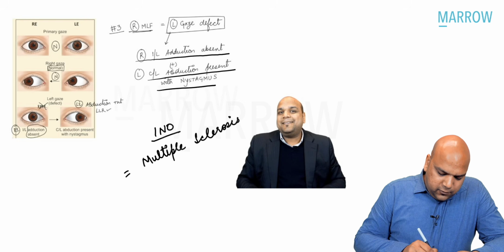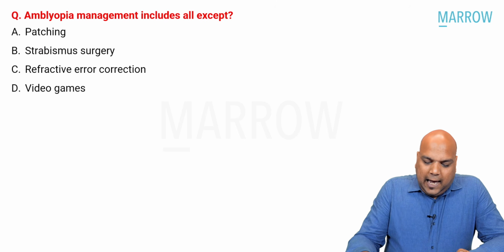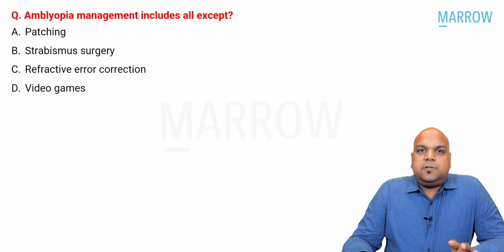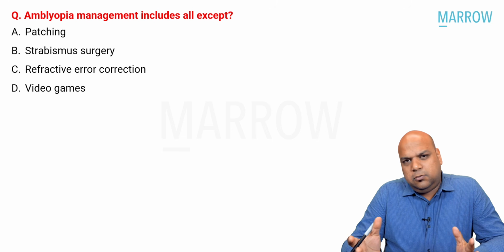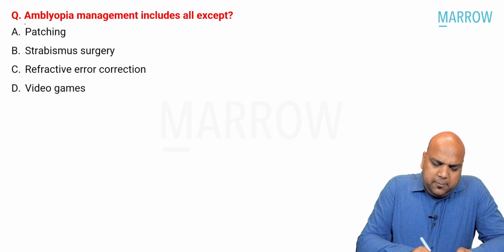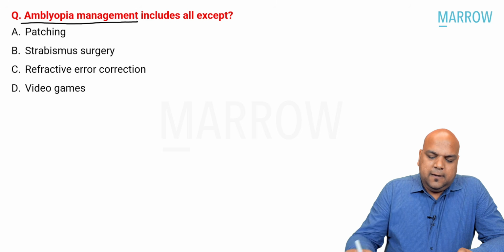Now, moving forward to the next question. Amblyopia management includes all except. This was a pretty easy question. Again, two options could be ruled out. Out of the two, you could have said, oh, I don't know. All right. Amblyopia management. Now, what is amblyopia?